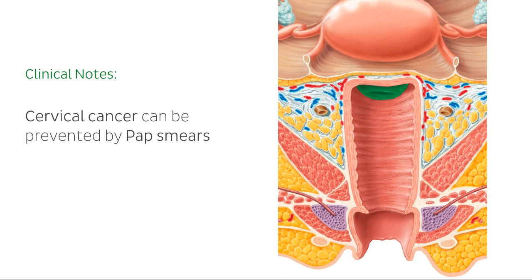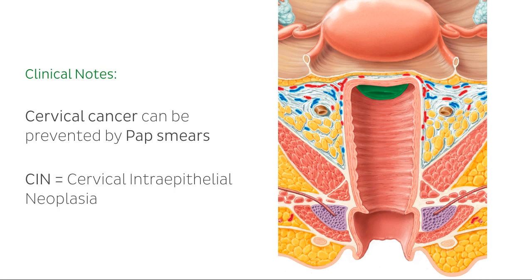And a pap smear, which is a routine examination, involves collecting cells from the outer part of the cervix with a tool called a speculum. And a pap smear will identify epithelial changes, which can be classified within the SIN system of cervical dysplasia. And generally, SIN refers to cervical intraepithelial neoplasia.